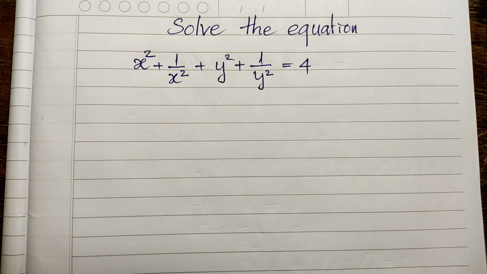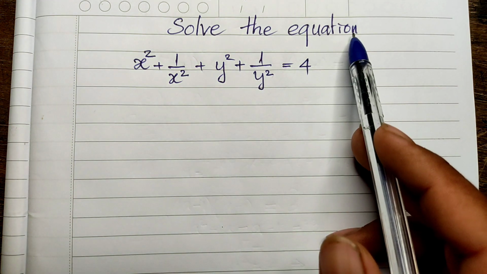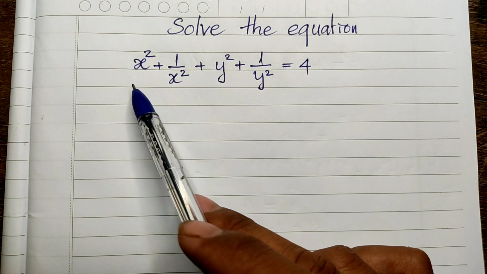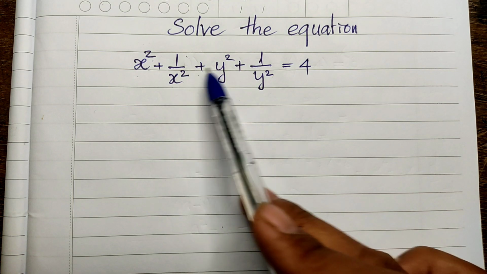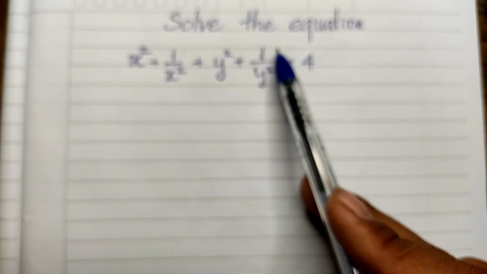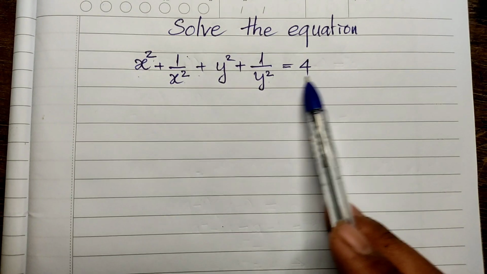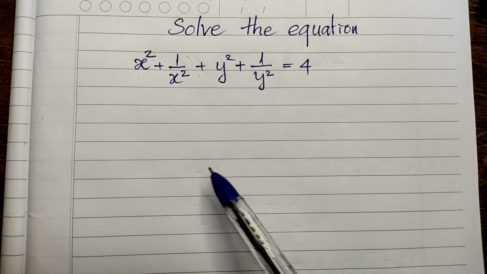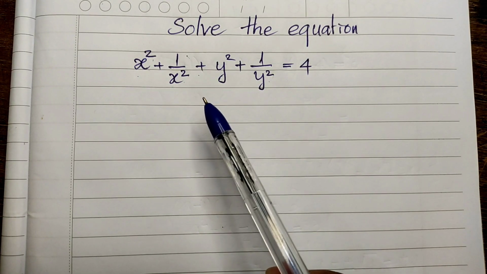Today I have one exercise on paper. Solve this equation that we have. The equation is x squared plus 1 divided by x squared, plus y squared plus 1 divided by y squared, equals 4. Do you know how to solve this? If you know it, please show it.